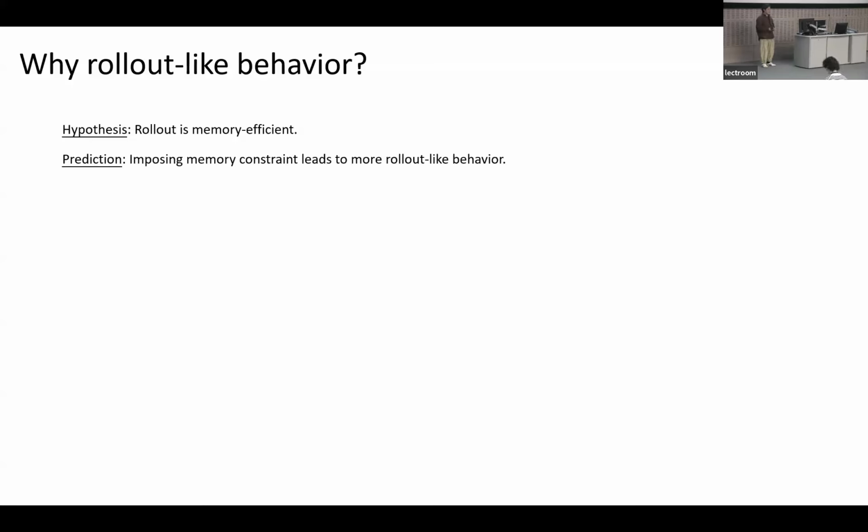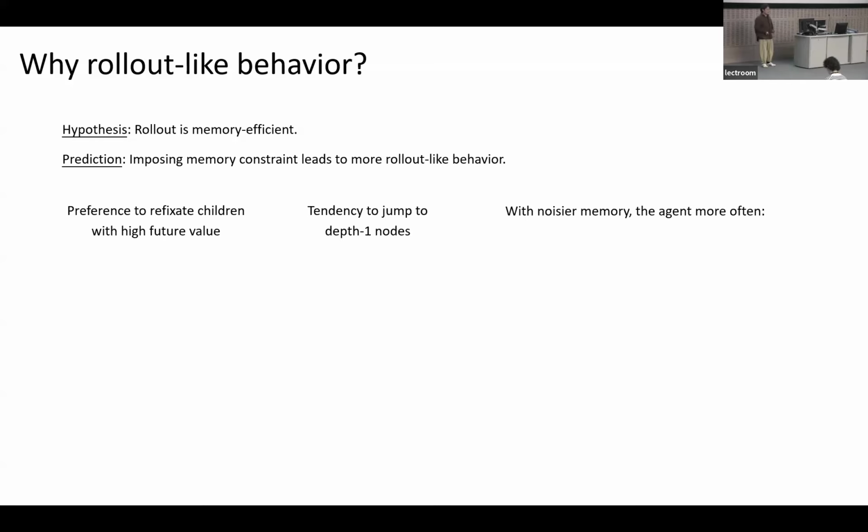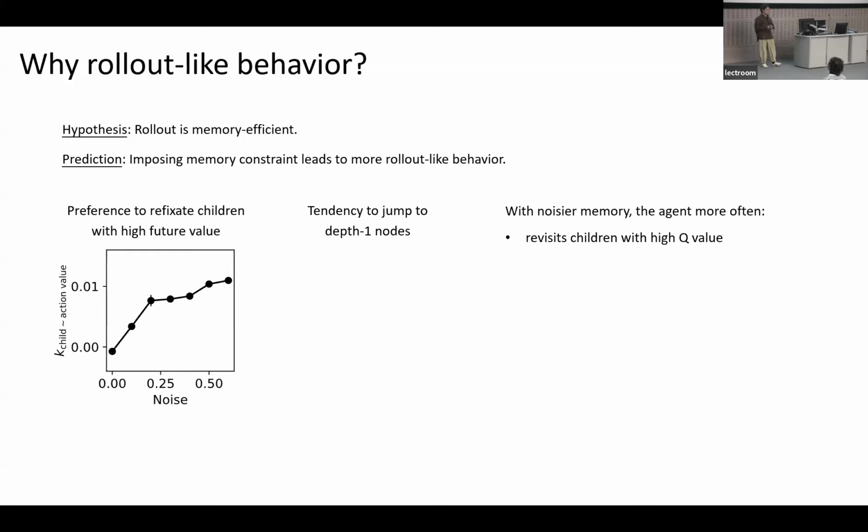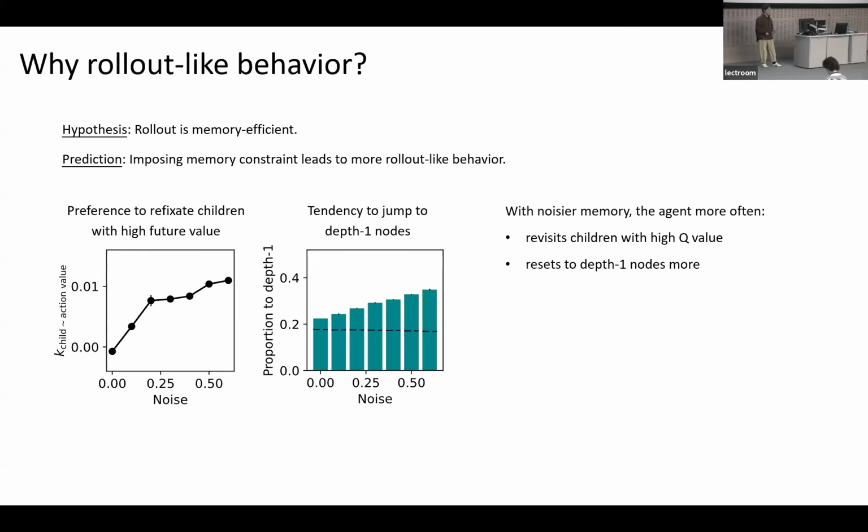And if this is true, then it predicts that imposing a memory constraint will lead to more rollout-like behavior. So to examine this, we simply add noise to the hidden state of the agent to constrain its memory, and we check the two predictions from rollout. And we see that with higher noise in its memory, the agent more often revisits children with high Q value and also more often jumps back to depth 1, suggesting that it behaves more like a rollout. And this confirms our hypothesis that memory constraint is an underlying reason for rollout-like behavior.